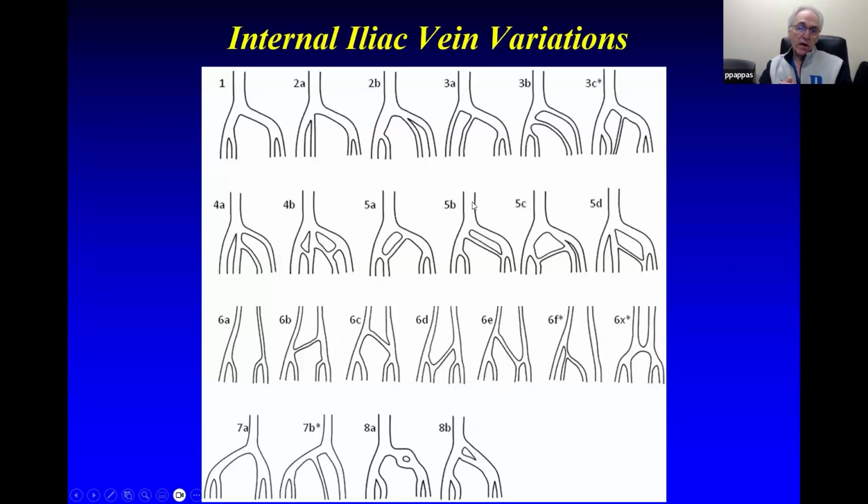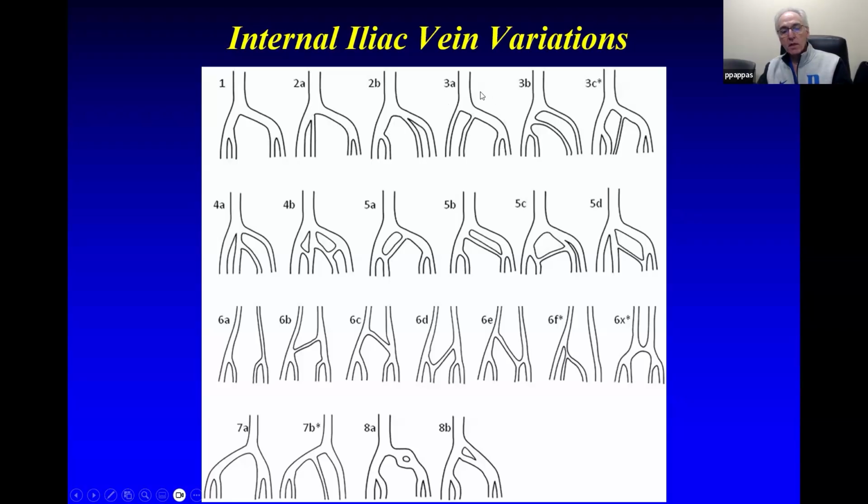Now, there are very, very common anomalies of the origin of the internal iliac. I'm not going to go through all of these. I just want to show you a couple. So number one is the normal anatomy. This one here, where you have a high takeoff of the right internal iliac vein, almost coming off the common iliac very, very high. It's not at the same site or length as it is on the left. This is the same thing, so you can have a high takeoff on the left as well.